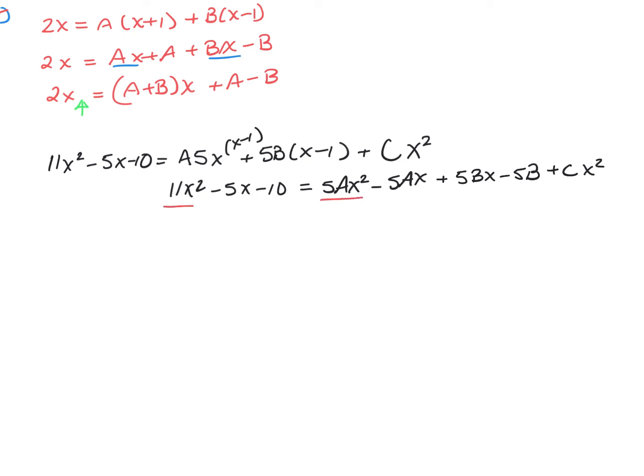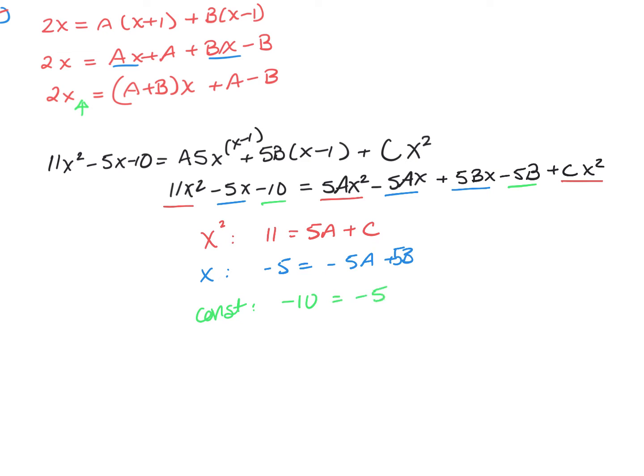11x squared, 5ax squared, and plus c x squared all need to be equivalent. So I have the 11, that's the coefficient on the x squared, is equal to 5a, that is the coefficient on the other x squared, plus c, that is the coefficient on the other x squared. Now looking at my x's, I have negative 5, negative 5ax, and plus 5b. And then for my constant, I'm going to have negative 10 is equal to negative 5b.